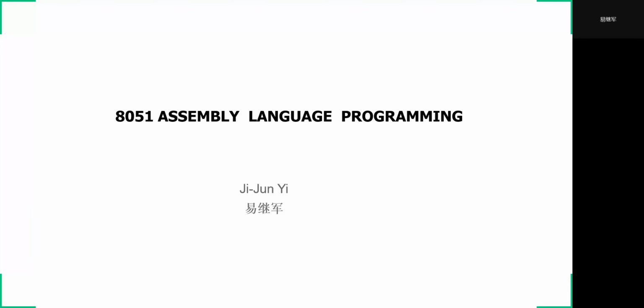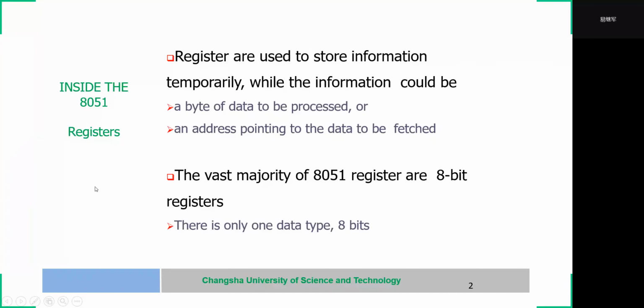Next, I introduce some examples for assembly language programming. First, some programs about the registers. Registers are used to store information temporarily, where the information could be a byte of data or an address pointing to the data to be fetched. The majority of 8051 registers are 8 bits, so there is only one data type: eight bits.